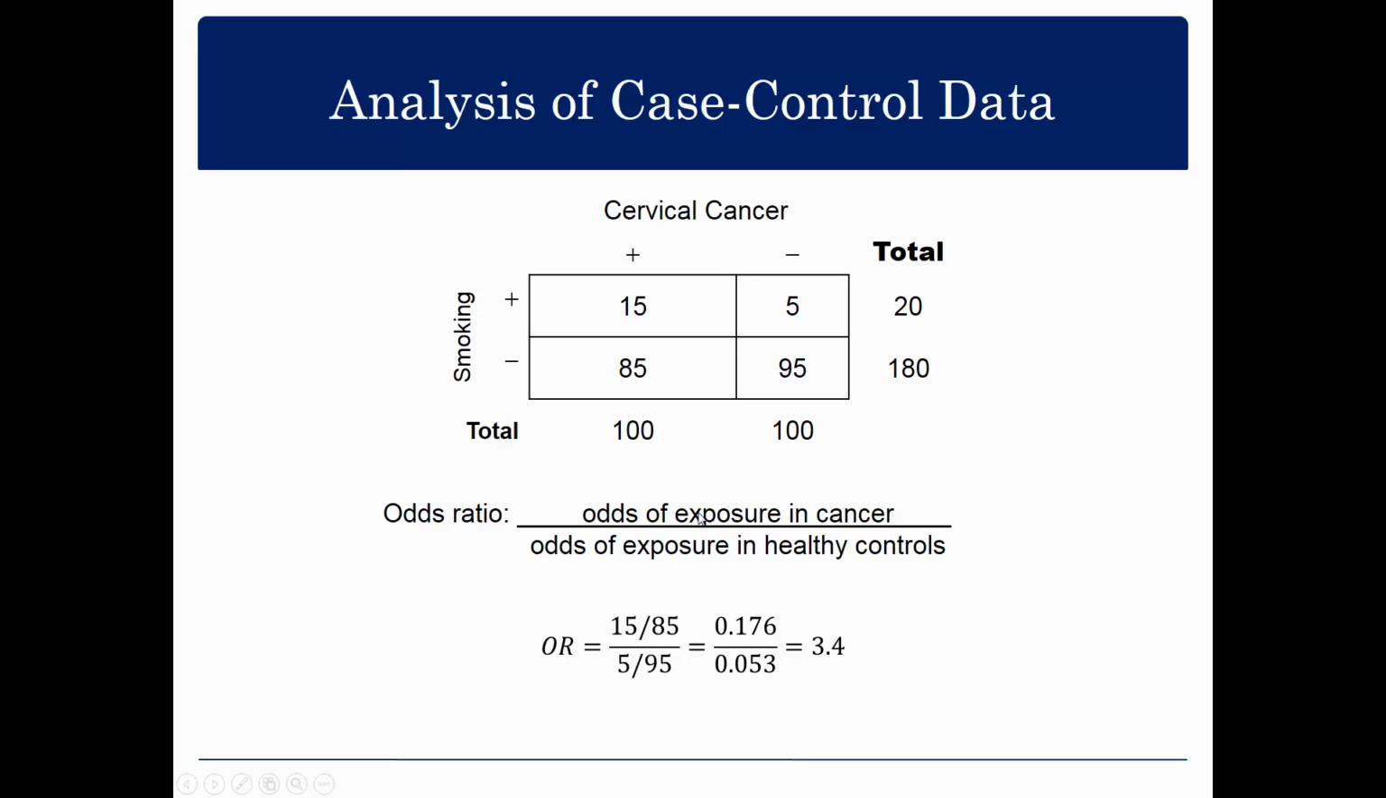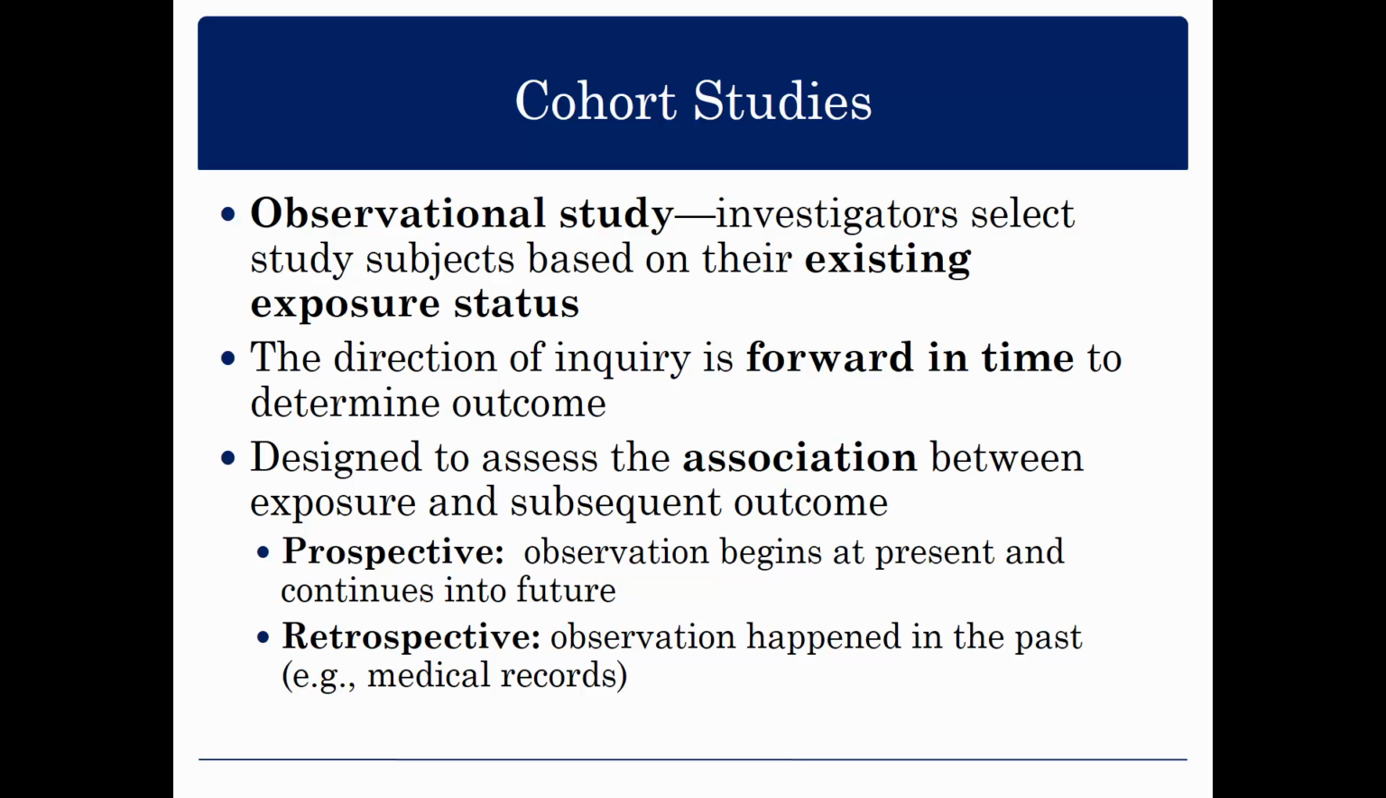However, if it's bigger than 1, that indicates that the odds of having been exposed, given you eventually had the disease, are actually much higher than if you remained healthy. So a 3.4 here would indicate that there's a 3-fold increase in the odds of exposure associated with cervical cancer, where the exposure here, of course, is smoking, self-reported smoking.